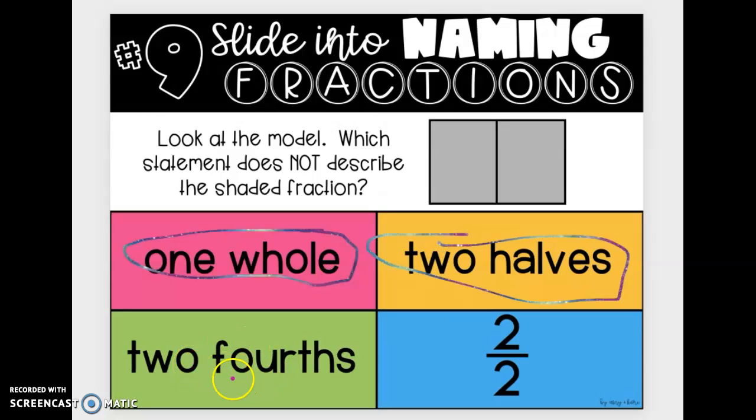2/4. If we say fourths, then we know there must be 4 pieces. Do we have 4 pieces? No, we only have 2 pieces, so that can't be right. Nope. X that out. And let's look at the last one. 2 out of 2. That 2 out of 2 also means 1/2 or 2/2. So that is correct. Very good.